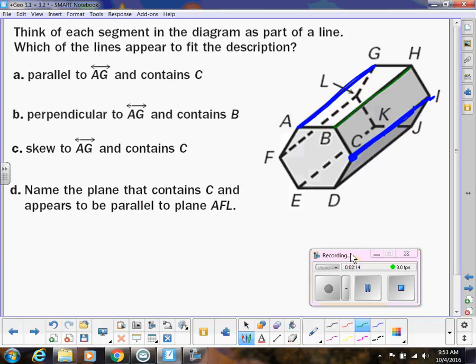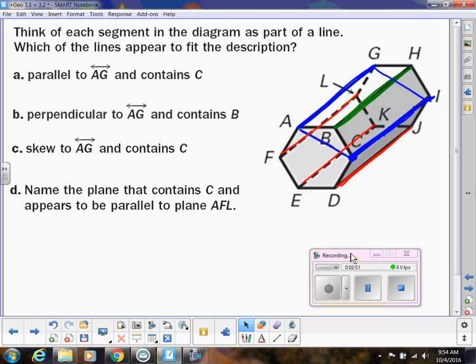I could have BH. Do you see how those two lines will never intersect, but they are on the same plane, that top plane? You might think, well, CI doesn't have the same plane, but if I were to connect them with a plane, that diagonal plane, then they would be on the same plane. They would be considered coplanar. So all of these lines that are going in the same direction are going to be parallel to AG.